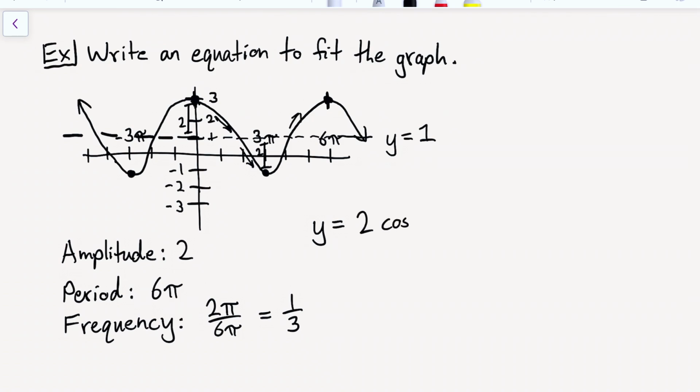Y equals 2 cosine of 1/3 x plus 1 because of that vertical shift up 1 unit.